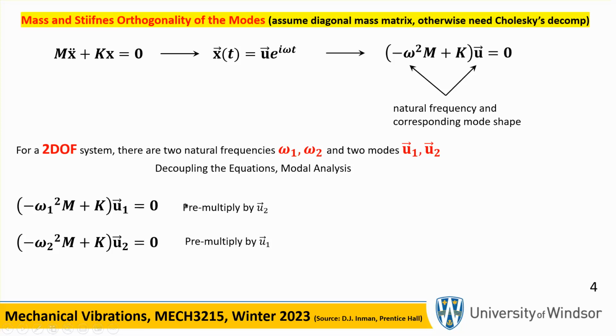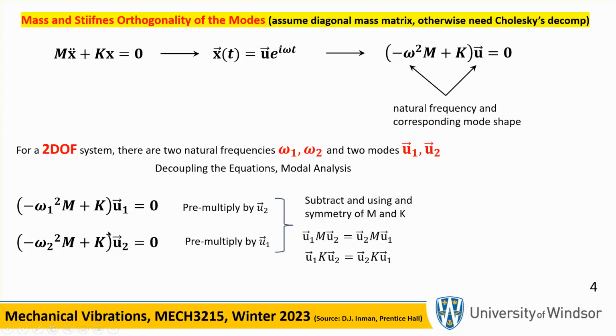So multiply the top one by U2, multiply the bottom one by U1 on the left. And if you do that and subtract the two equations, notice that this term will drop out because it's going to be U2 transpose K U1, U1 transpose K U2. And because K is symmetric, U1 K U2 and U2 K U1 are the same thing. Mass matrix and stiffness matrix are symmetric for this purpose, okay?